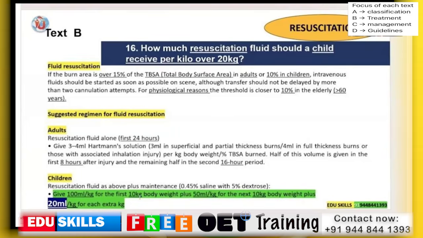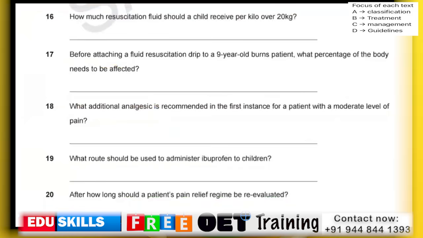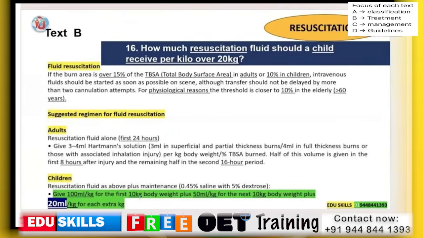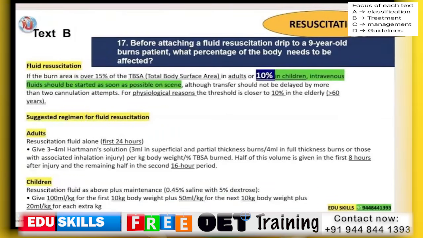The question is asking about over 20 kg, the synonym of each extra kg. So if it is 21, then we have to give 20 ml. If it is 22, then we have to give 40 ml. Next question, 17. Before attaching a fluid resuscitation drip to a 9-year-old burns patient, what percentage of the body needs to be affected? Same text B, we can see in the first sentence, if the burn area is over 15% of the TBSA in adults or 10% in children, intravenous fluid should be started as soon as possible on scene.